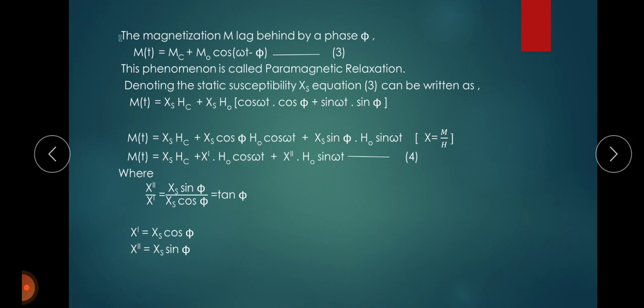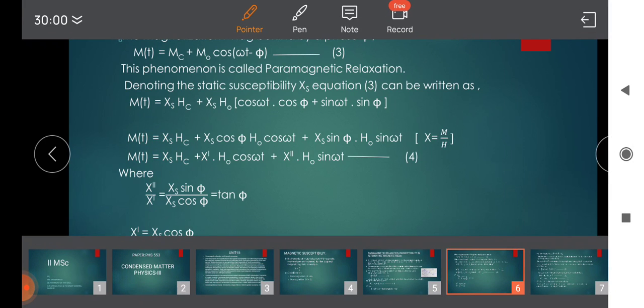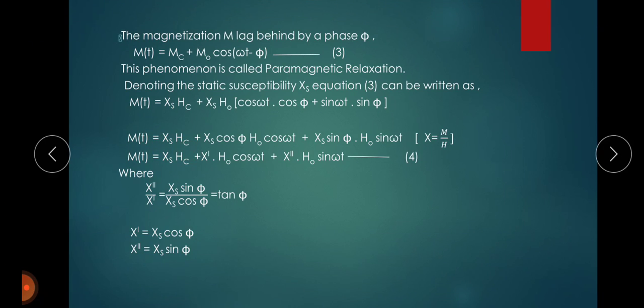Next, rearranging this equation, M(t) is equal to chi s Hc plus chi s cos pi, then the remaining term is H naught cos omega t.